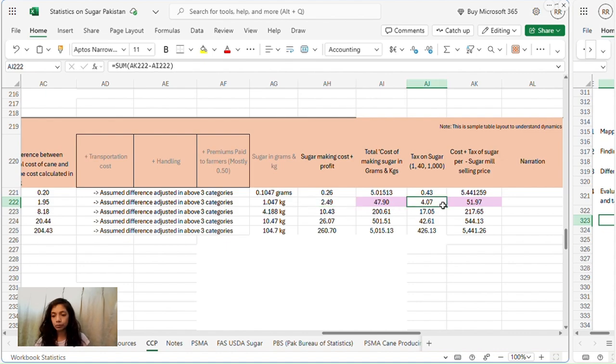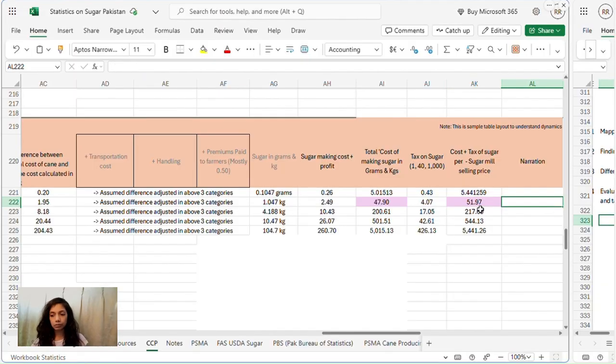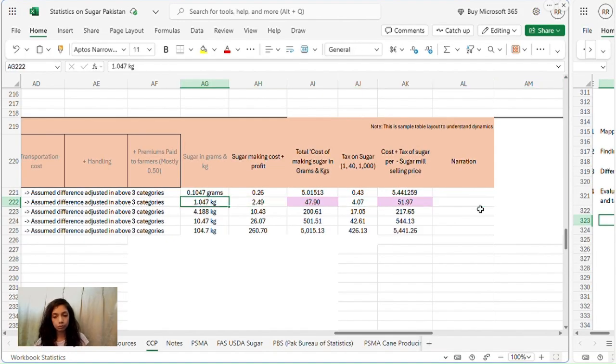And when tax of 4.07 is added in this amount, it becomes 51.97. Now that is the total cost for mills to make 1 kg of sugar, and this number I have picked from here. So at this price, mills are going to sell at the ex-mill rate to brokers or middlemen or distributors. Now distributors are going to purchase at this price and then add something on this price, their profit margin, and then sell it further.